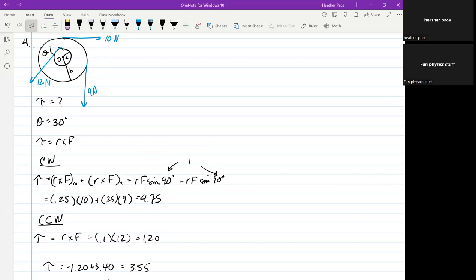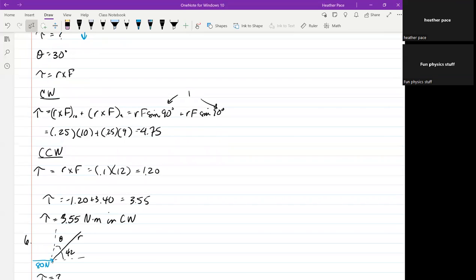So what we end up with is tau equals rF in probably all of these problems. I know all the problems that the professor gave us, and I would be willing to bet that this book doesn't give more difficult problems. Anyway, moving along, sine 90, they go away. So we plug in what we know, we've got our r values, and we end up with 4.75. So that is tau in the clockwise direction.